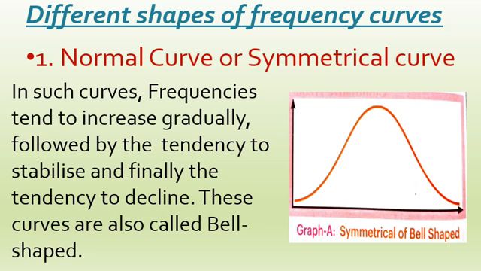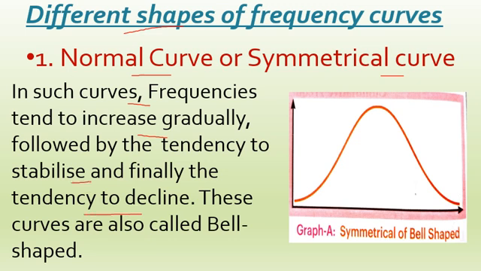In the last 2 or 3 video lectures, we read about histograms, frequency polygons, frequency curve and ogives. In this last video lecture of the chapter, we shall read about different shapes of frequency curves. The first type is normal curve or symmetrical curve. In such curves, frequencies tend to increase gradually, followed by the tendency to stabilize and finally the tendency to decline.